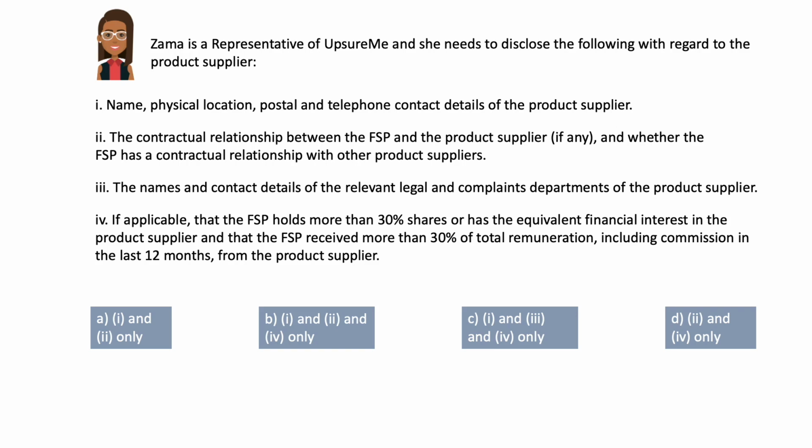The answer is option A. This is a bit of a trick question because 3 and 4 may seem correct on appearance but have small mistakes, making them not correct. In statement 3, for example, you need to provide the contact details of the product supplier and not necessarily the compliance department. In statement 4, we need to disclose if we hold more than 10% of the shares, not 30%. You must be careful of what is being asked.